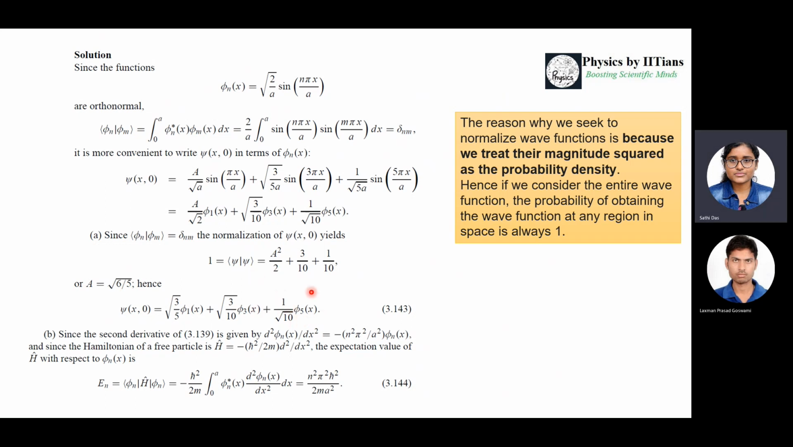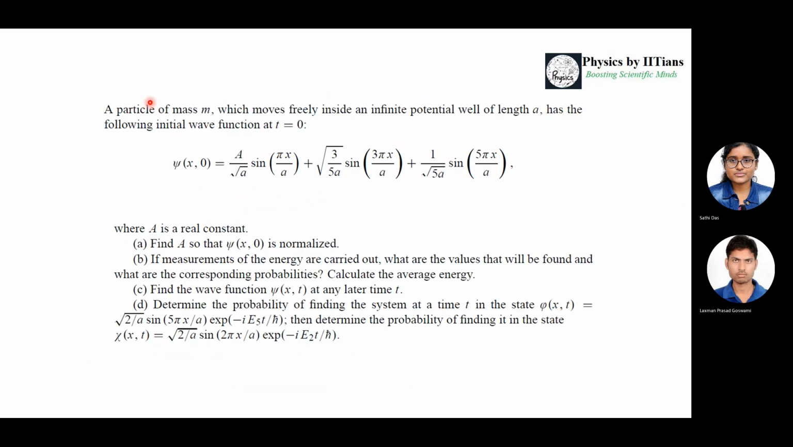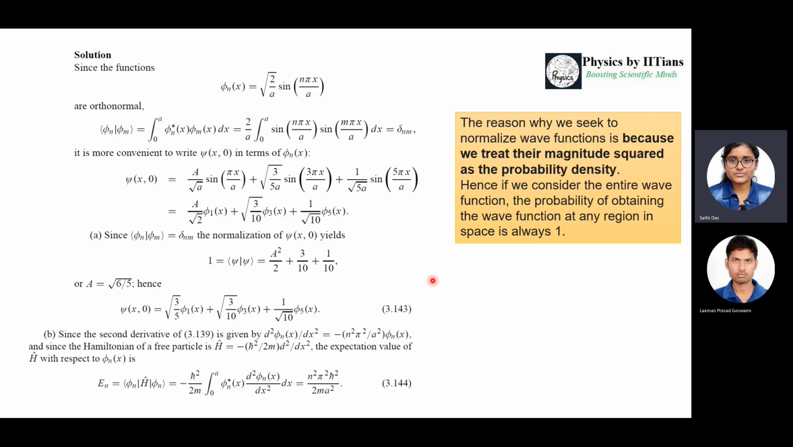So whenever you need to find the normalization condition, you have to apply the orthonormalization condition. The next question is: if measurements of the energy are carried out, what are the values that will be found and what are the corresponding probabilities? Calculate the average energy. So you have to calculate the probability of the energy, that is, which state will have how much probability, and also calculate the average energy.